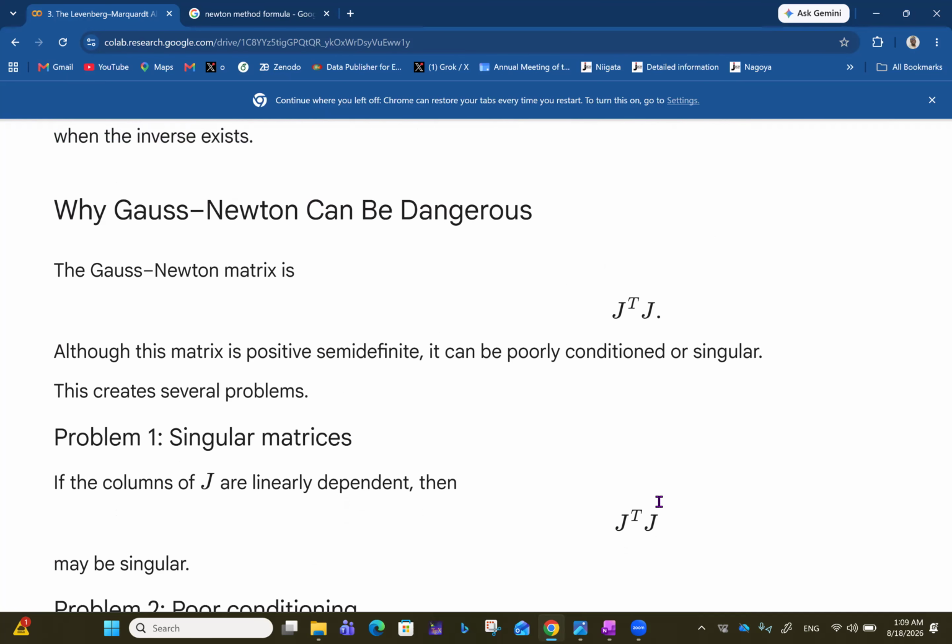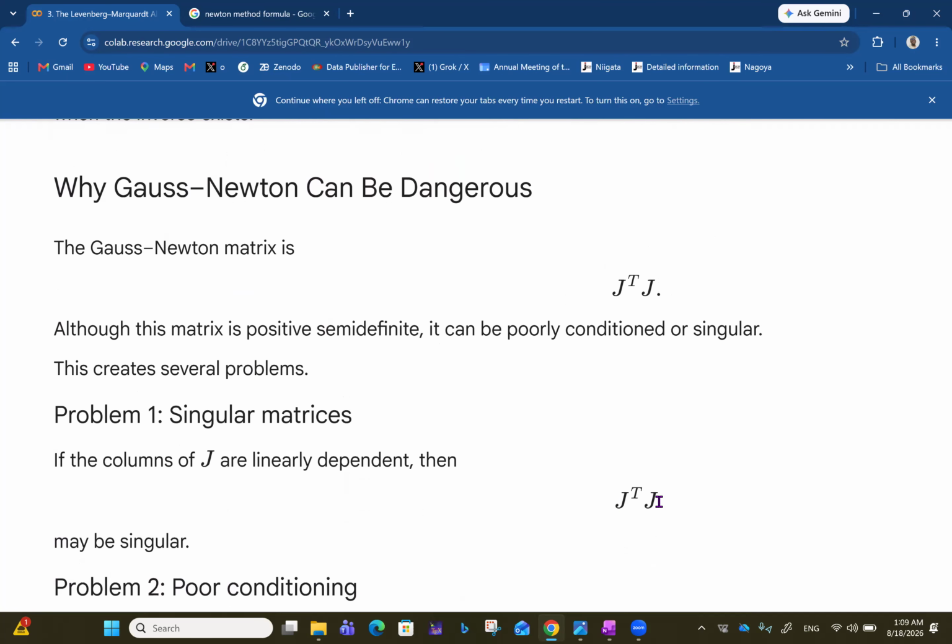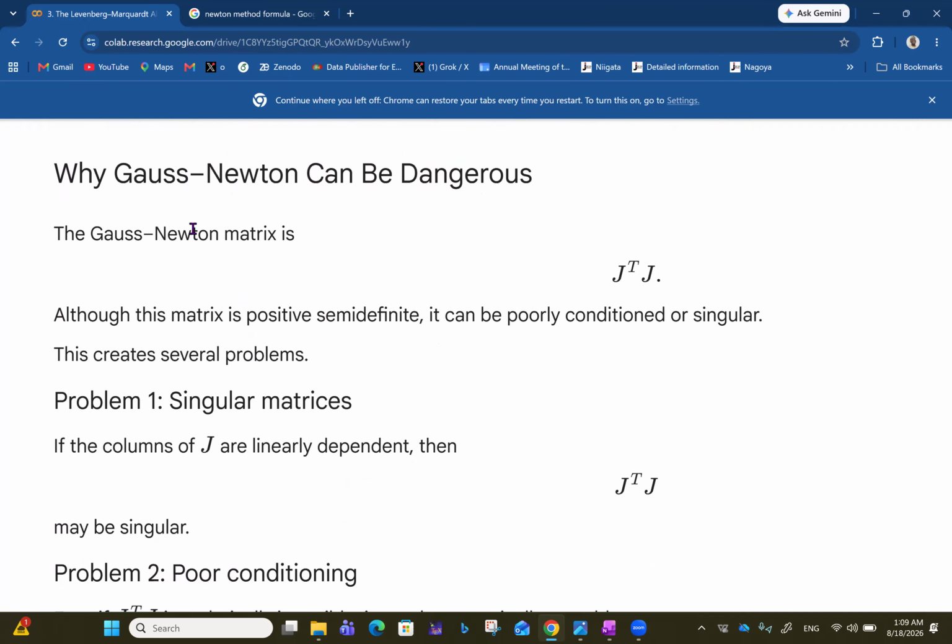Now the question is why Gauss-Newton can be dangerous. We need to watch that. The Gauss-Newton matrix is J transpose J. Although this matrix is positive semi-definite, it can be poorly conditioned or it can be singular. Singular meaning that it has no determinant. It cannot be inverted. The inverse cannot be found.